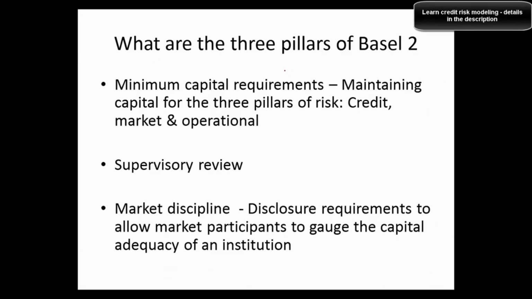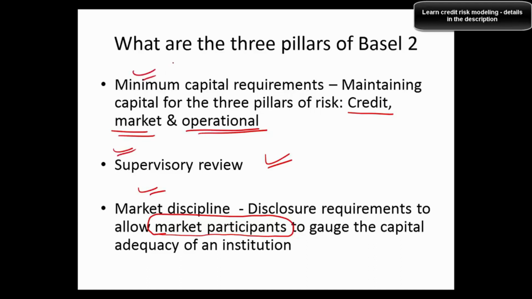So what are the three pillars of Basel 2, which incorporates whatever we discussed earlier? It has three pillars. The first one is minimum capital requirements, wherein banks have to maintain capital for the three types of risk, namely credit risk, market risk, and operational risk. The second one was supervisory review. The third one was market discipline, wherein banks have to make disclosures to allow market participants, for instance investors, to judge the capital adequacy of an institution. That was also one of the three pillars: market discipline, supervisory review, and minimum capital requirement.